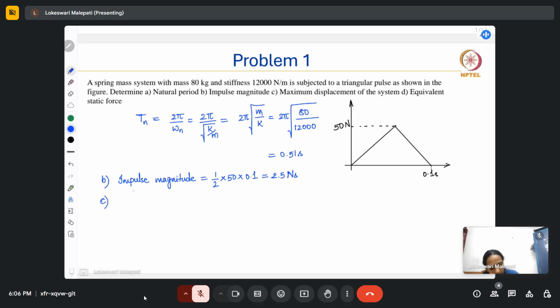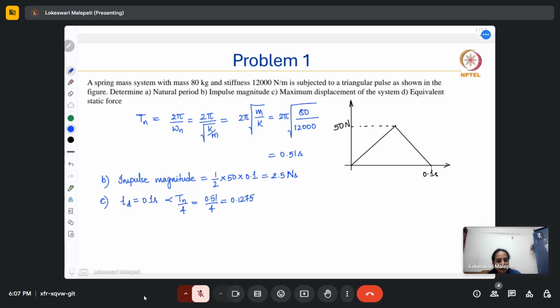So part C is related to the maximum displacement of the system. For this also we will just use the approximate analysis, that is when the duration of the pulse Td is equal to 0.1 second is less than Tn by 4. In our case Tn by 4 would be 0.51 divided by 4, so this is 0.1275. So the duration of our pulse is very small.